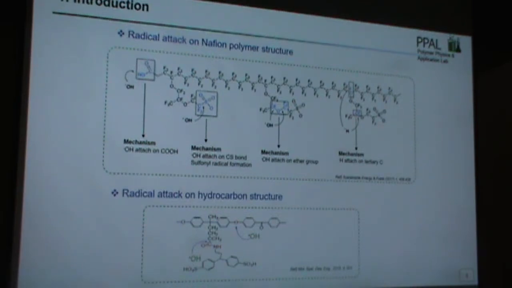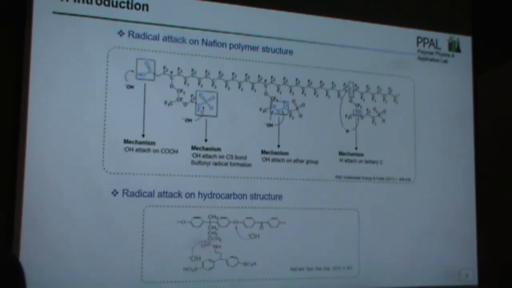Another very important mechanism is the attack of the OH radical on the C-S and C-O bonds, because it directly cracks the functional group and will decrease the performance of the fuel cell system. Another is the attack of the hydrogen radical on the C-F bond, which is also very important because it will decrease both the side chain and the main chain of the polymer structure.